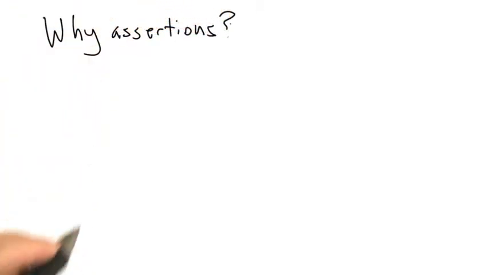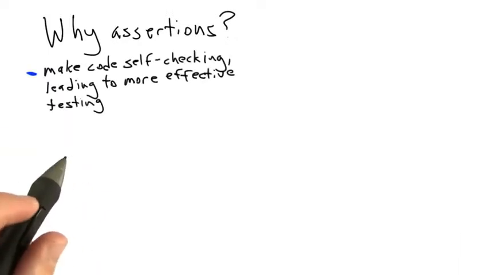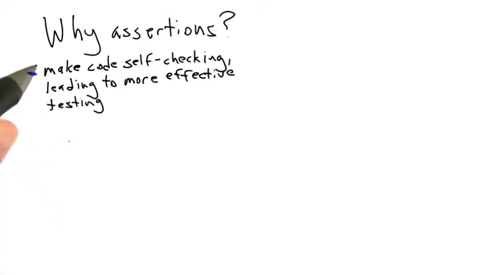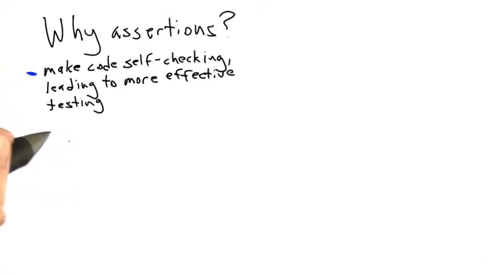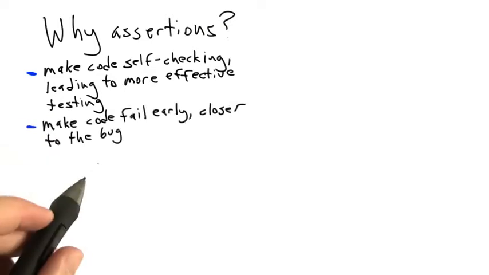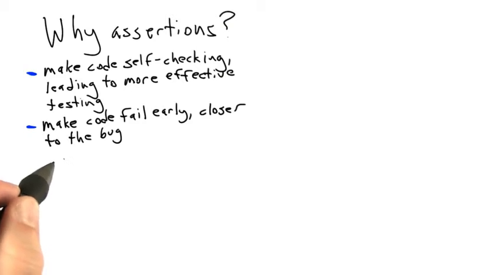So now we're going to talk about the question, why assertions? And what are assertions really buying us? This boils down to 3 or 4 basic reasons. First, assertions make code self-checking. That is, they make the code that you write fail proactively when something's wrong, and this can lead to more effective testing. Second, assertions make code fail early at a location that is closer to the actual bug.